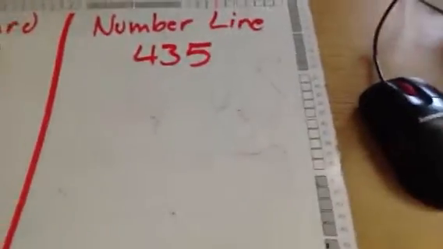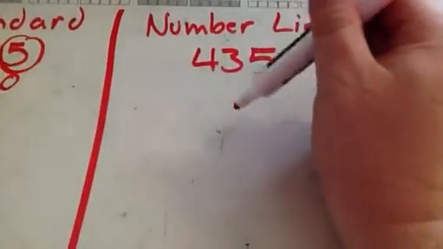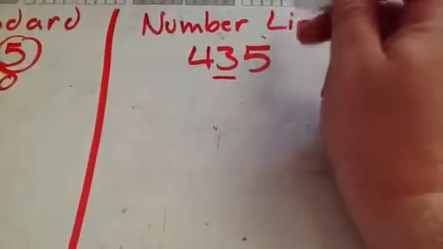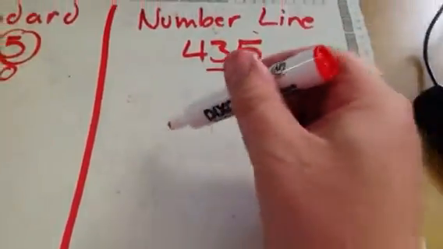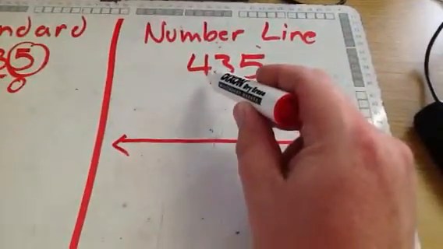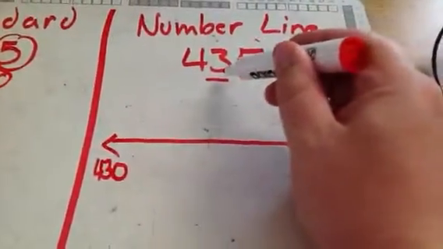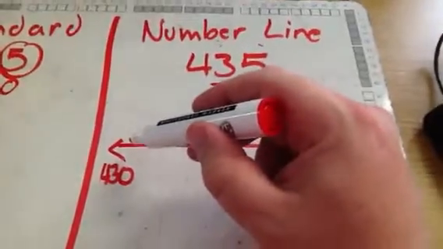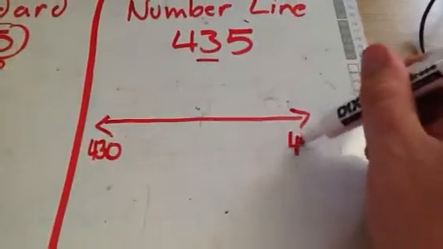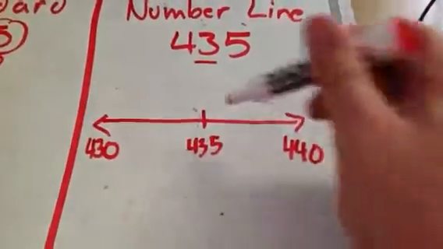Now, I can get the same answer using a number line also. So if I have 435 and I'm rounding to the nearest 10, again, I'm going to go to that 10 spot, I'm going to underline it, and rather than looking next door and circling it this time, I'm going to draw in my number line and I'm going to use my 430 as my first number on my number line, and then the 10 above it, 440, is my next. And then remember, we put a number in the middle, 435.